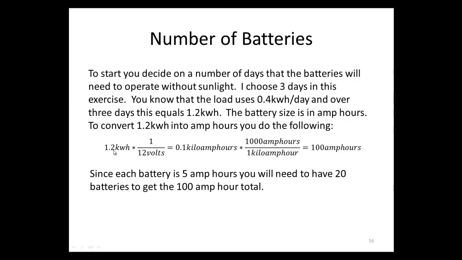How we do that is, we know that when we divide watts by volts, we get amps. So we have kilowatt hours, we divide by volts, and we get kilo amp hours. And then again we do our unit conversion with kilo, that we know 1,000 amp hours is in 1 kilo amp hour, so we need 100 amp hours. And since each battery is 5 amp hours, you need to have 20 batteries to get the 100 amp hour total. So that's how we figure out the number of batteries.